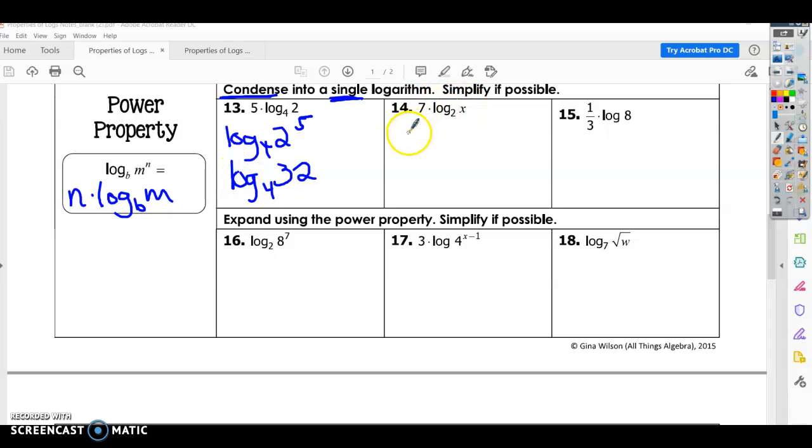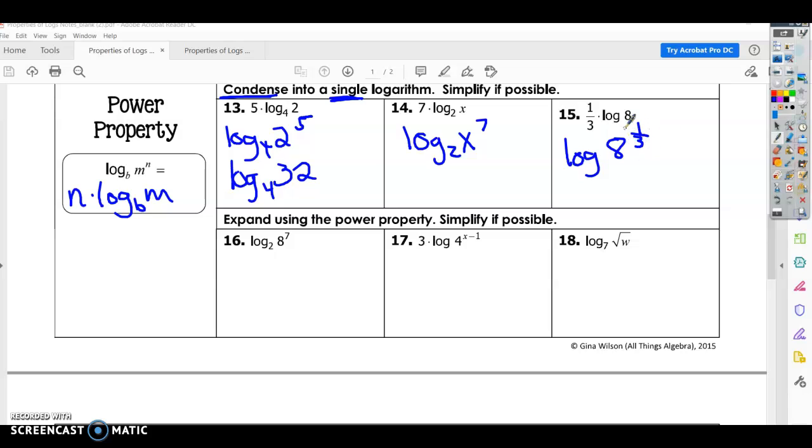All right, here the 7 becomes the power. Log base 2 of x to the 7th. Because x is a variable, that's as far as you can go with that one. All right, this one has a 1/3 power. So this one's going to have log base 10. That's our common log to the 1/3 power.